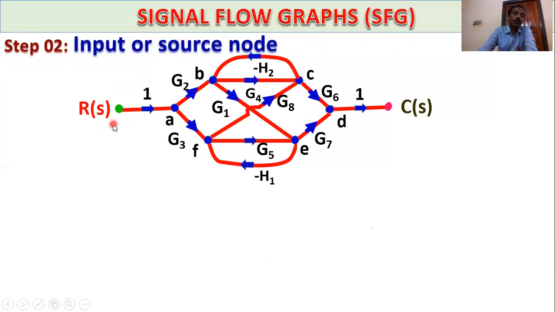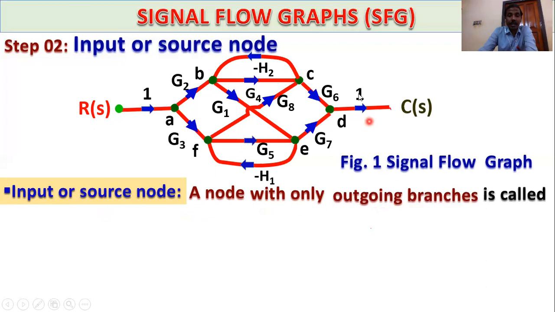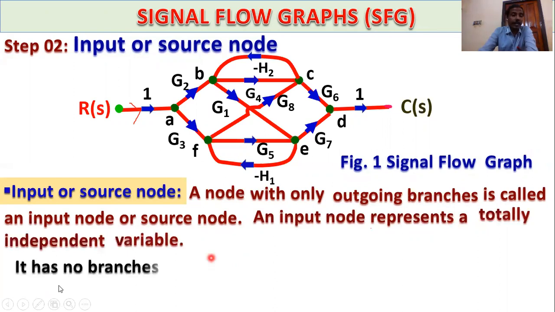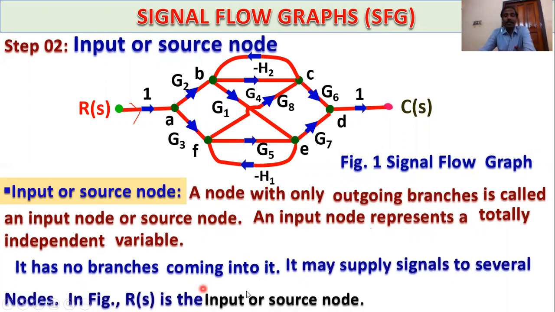But why is this node called a source node or input node? A node with only outgoing branches, and the branch gain equal to 1, is called an input node or source node. An input node represents a totally independent variable. It has no branch or branches coming into it. It may supply signal to several nodes. In the figure, R(S) is the input or source node. So this is the basic idea of the input or source node and excitation node.